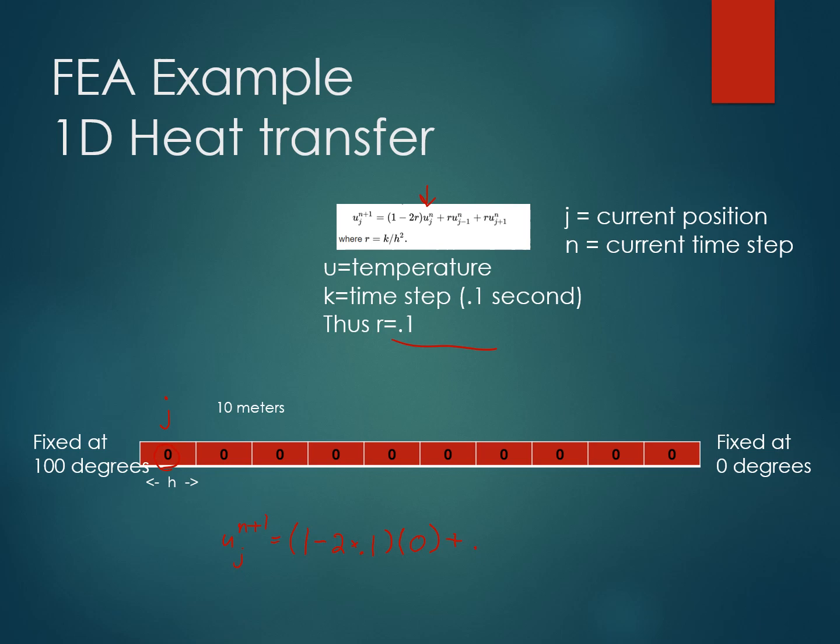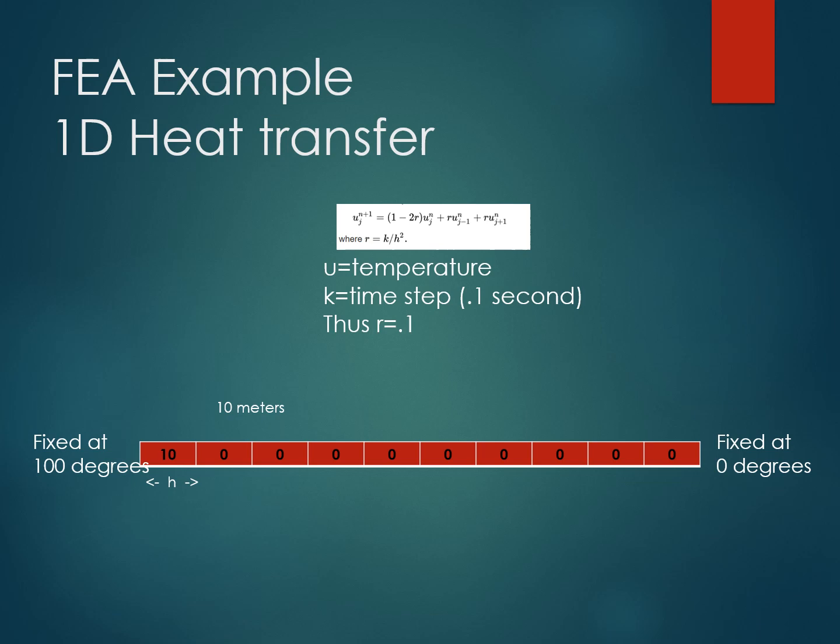Plus 0.1 times this U of j minus 1. Our j minus 1 here is that left-hand boundary. So that's fixed at 100 degrees. So we've got 100. And then plus 0.1 times this element here, which is j plus 1, which is going to be 0. So we find that this simplifies out such that U of j n plus 1 is then going to be equal to 10 degrees. It's just from this term right here.